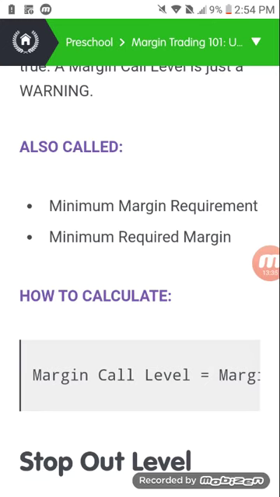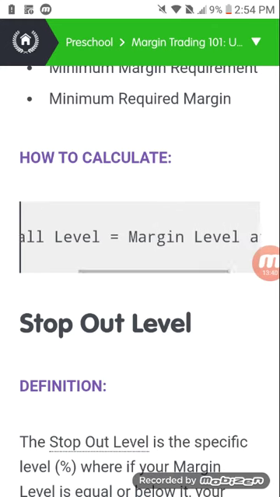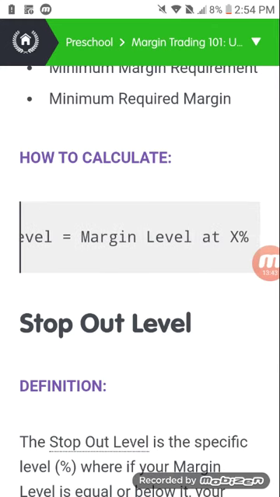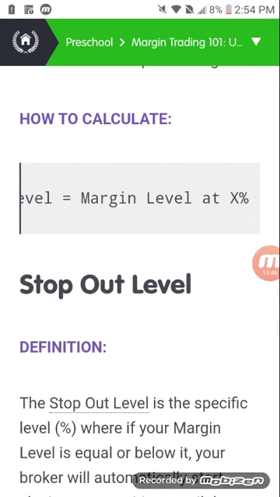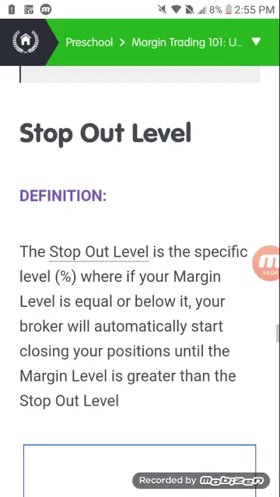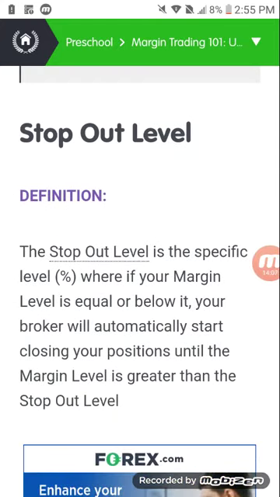Also, it's called minimum margin requirement or minimum required margin. So how to calculate the margin call level: it equals the margin level times the percentage, whatever your percentage is as far as your margin level. It wants to be at 150, 200, 250, 500, okay? So those are all good percentages. If your margin level is high, then you're good. You don't have to worry about nothing. So that's also very important. We're going to be doing some live trades and showing you guys that, as far as the margin level is concerned.